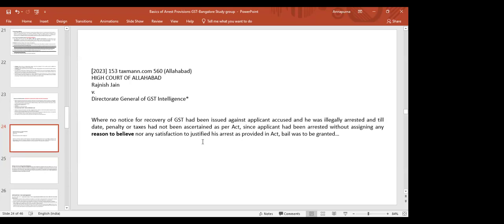See, without assigning reason, you already read in Ramana Reddy. Yes, the recording of reasons should be on the file, not in the arrest memo. Yes, sir. So visualize how this must have happened.